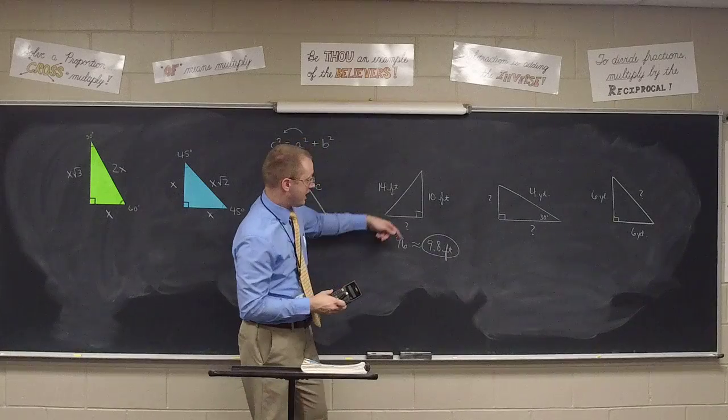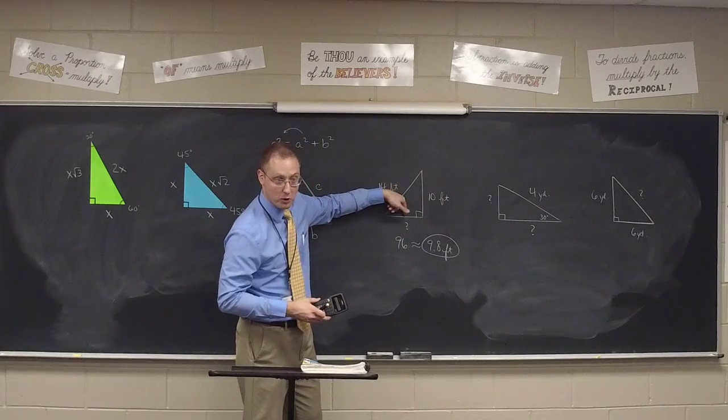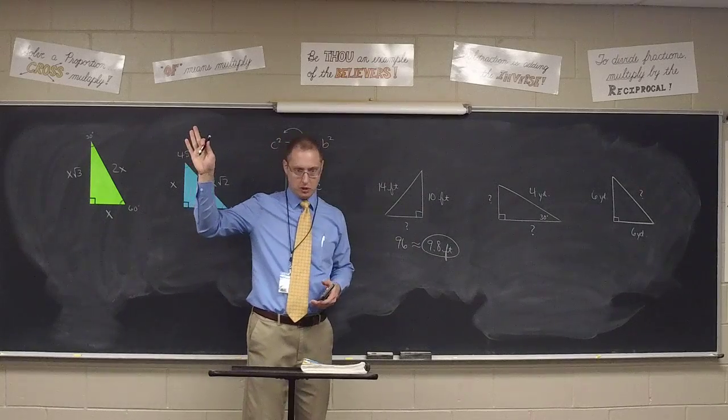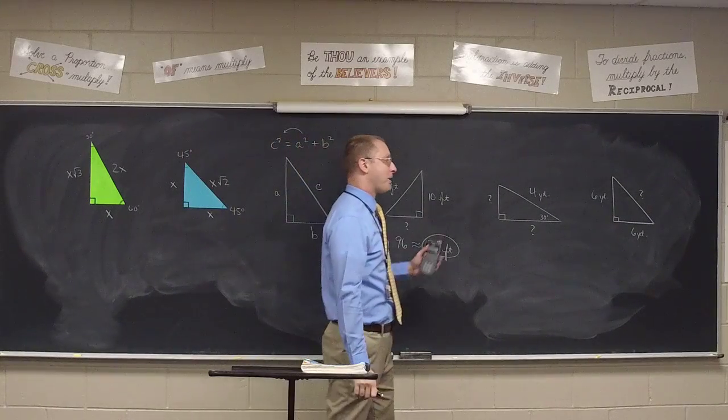Almost an isosceles right triangle, right? Almost equal legs, not quite. How many got the 9.8 feet for the first one? On the next one, we were given a hypotenuse of 4 yards.